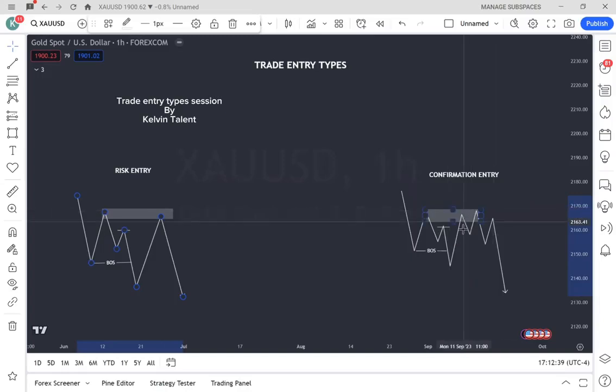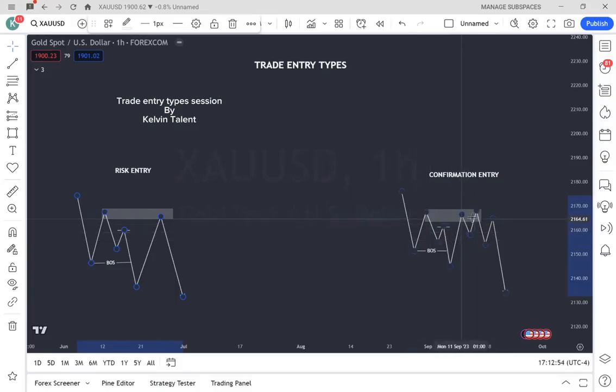Now, what's the confirmation entry model? This is actually the same thing here, the same as the risk entry. You get your POI after a break of structure or change of character or whatever you're looking for in the market. But then you won't set your limit.